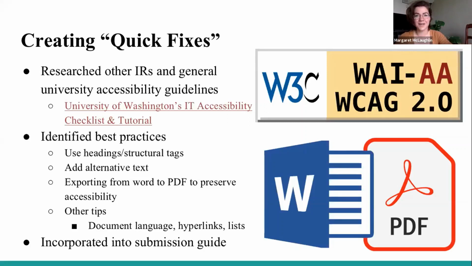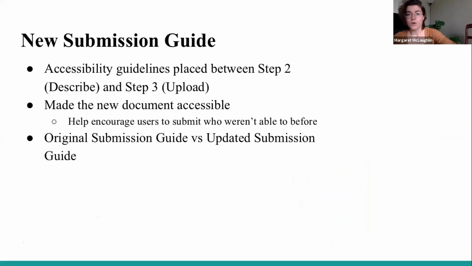And we spent a lot of time considering how we were going to incorporate them into our submission guide, and we ultimately went with sliding them in between already existing steps. So we decided to place these accessibility guidelines between step 2, describe, and step 3, upload. I will show you both of these submission guides in just 1 minute. So if these steps seem a little abstract right now, don't worry, I'll have something concrete in just about a minute.